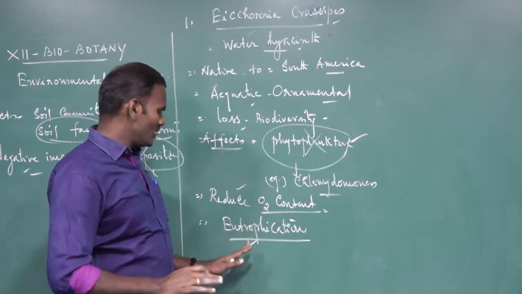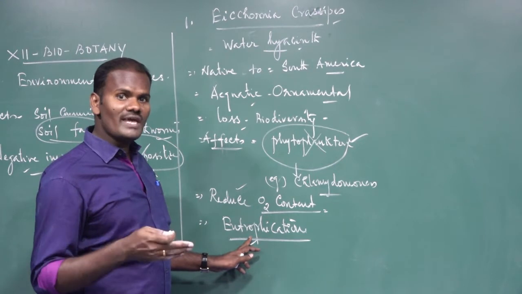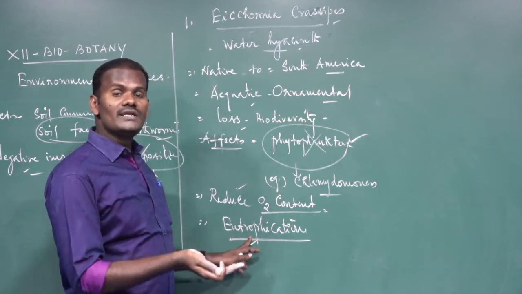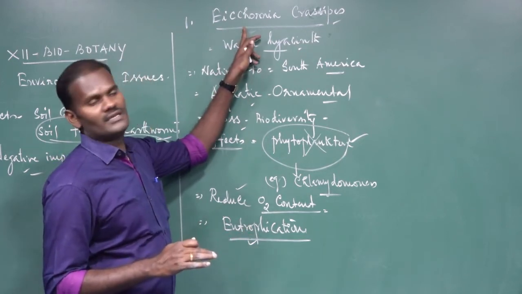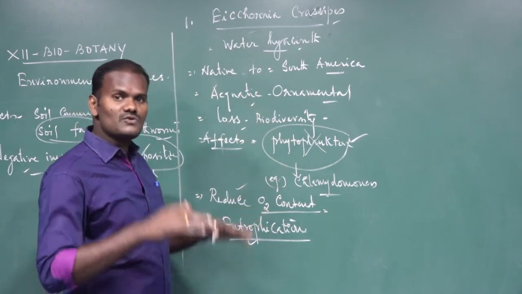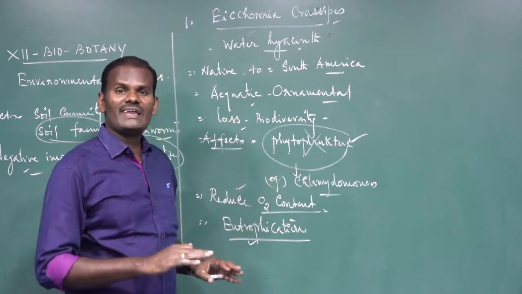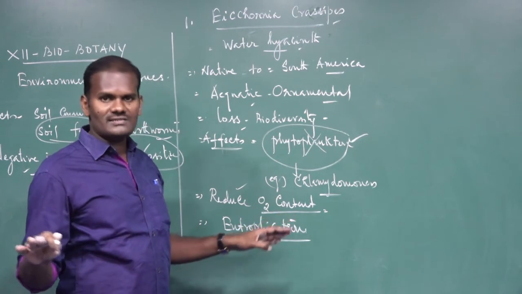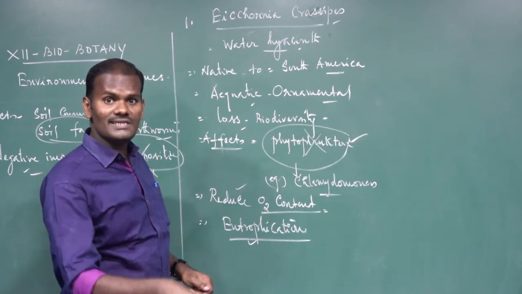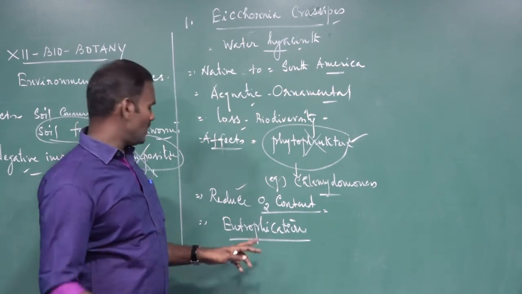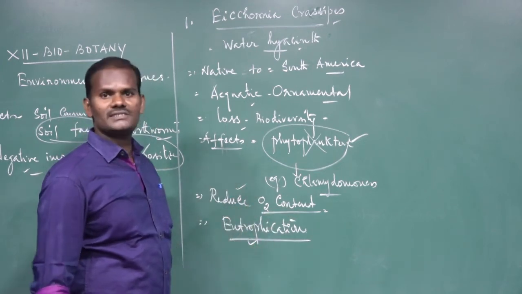Simply, eutrophication happens during the rainy season. During the rainy season, due to the entry of sewage into the water bodies, the nutrient content of the water bodies increases. As a result, there's a profuse growth of these Eichhornia species. Profuse in the sense, excessive growth of these Eichhornia crassipes covers the surface of the water bodies, looking like a green carpet. If they cover the entire water surface, it prevents the entry of oxygen into the water bodies. So they are toxic to the aquatic organisms by this process called eutrophication. So these species reduce the oxygen content of water bodies, which leads to eutrophication.